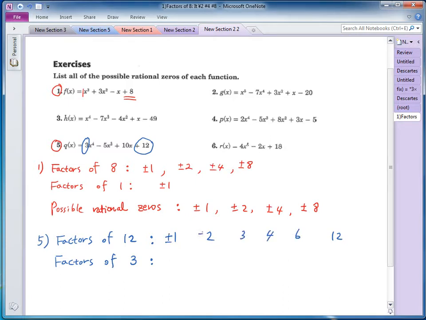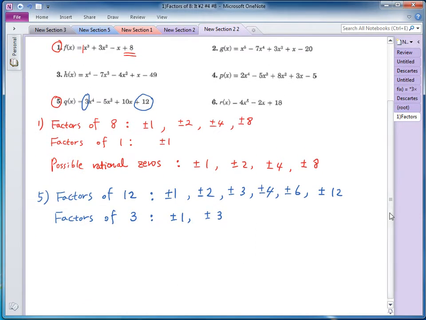Don't forget plus or minus signs. We need to consider negative also as a solution, okay? And then put commas between those. And the factors of 3, the lead term: plus or minus 1 and plus or minus 3. 3 is a prime. After that, I need to find what are the possible rational roots or rational zeros.